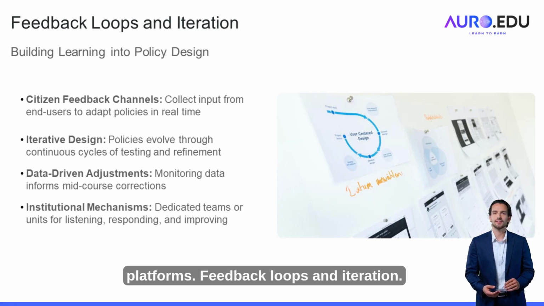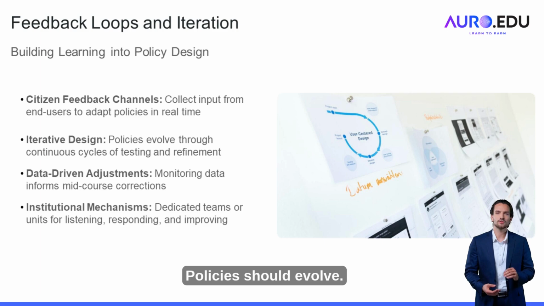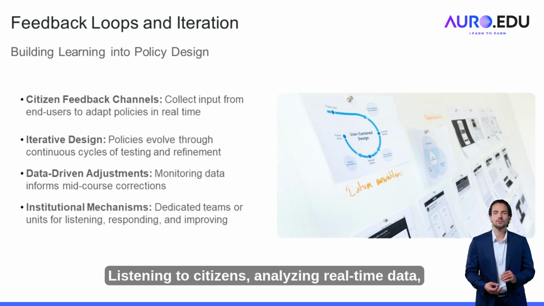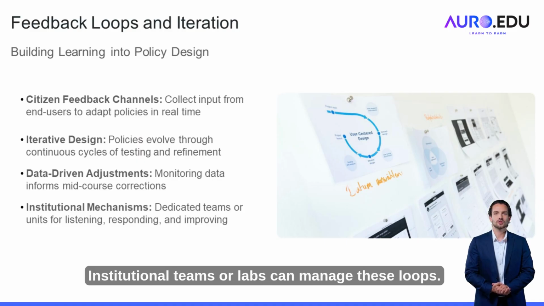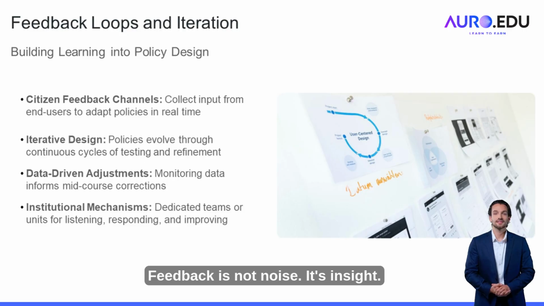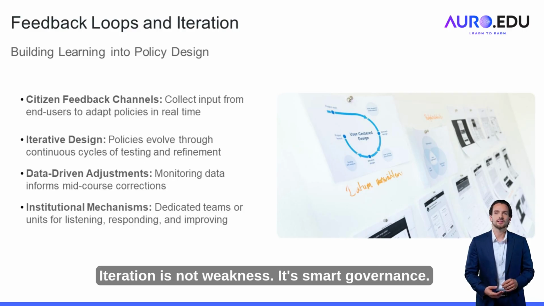Feedback loops and iteration. Policies should evolve. Listening to citizens, analyzing real-time data, and tweaking strategy makes systems resilient. Institutional teams or labs can manage these loops. Feedback is not noise, it's insight. Iteration is not weakness, it's smart governance.